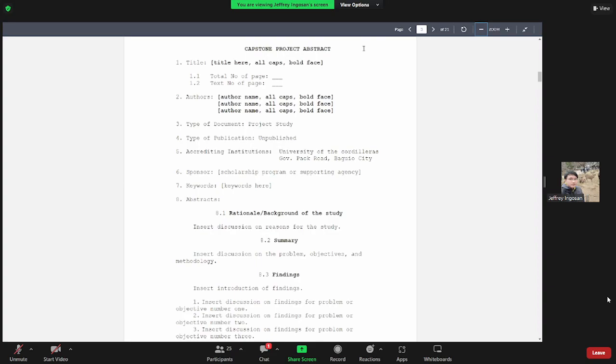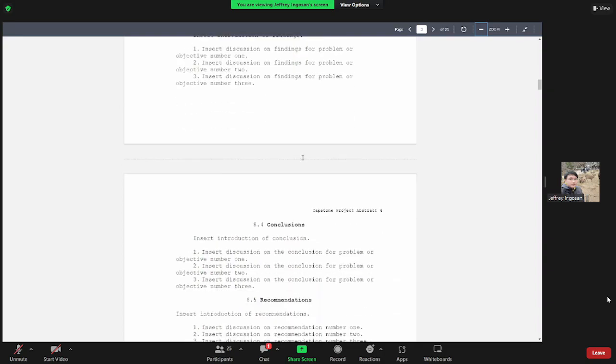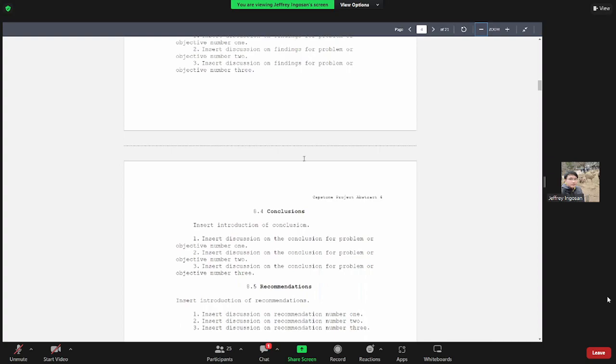Or if you would see it on the parts of the paper, you may think that the rationale or background of the study is a summary of your chapter 1. And then your summary 8.2 is a summary of your chapter 2. And then your 8.3 is a summary of your chapter 3. And then it follows that your 8.4 is a summary of your chapter 4. And likewise 8.5 is also your chapter 4.